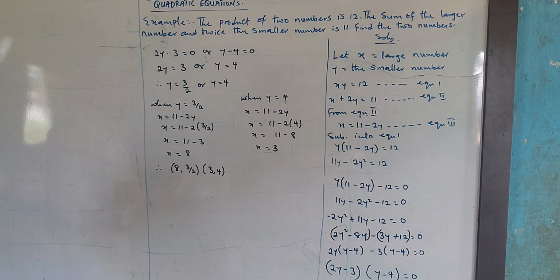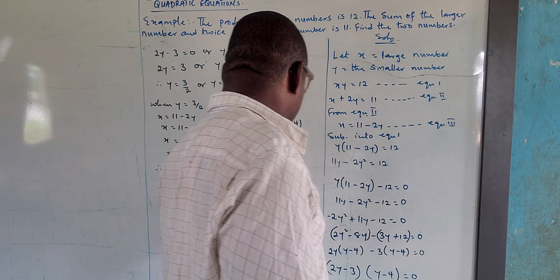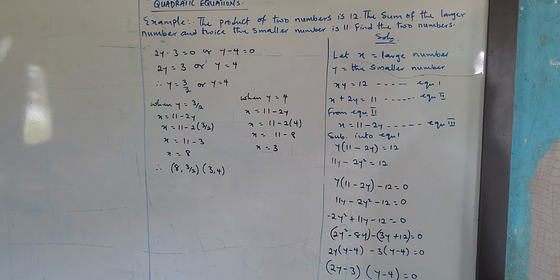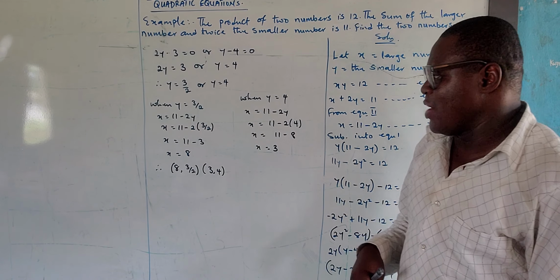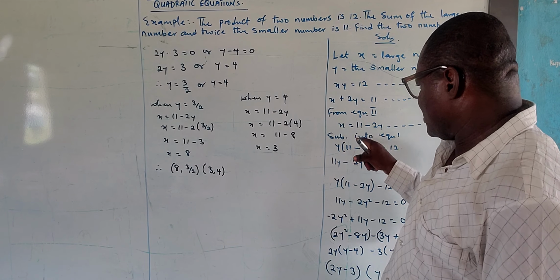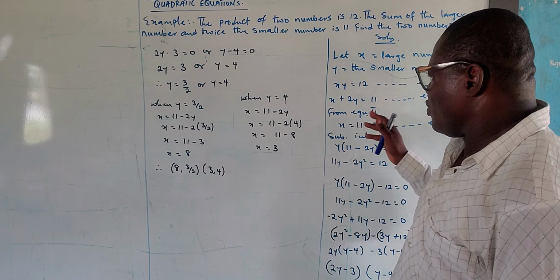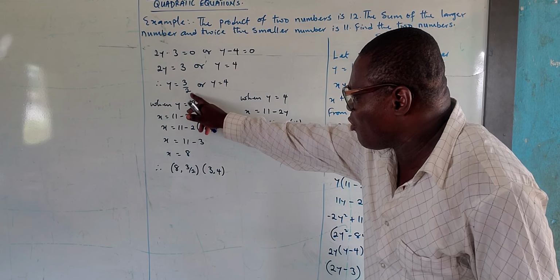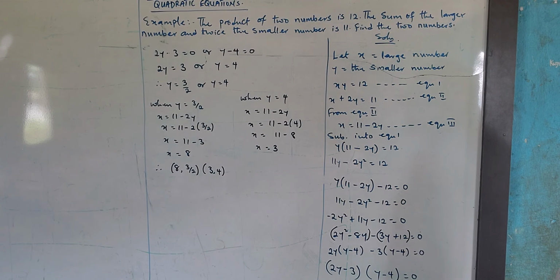Now, the second one, when y is equal to 3 over 2. That is to say, we now go back to where we are coming from, in the second equation, equation 3. We now substitute for our y. Wherever we see y, we substitute for it.